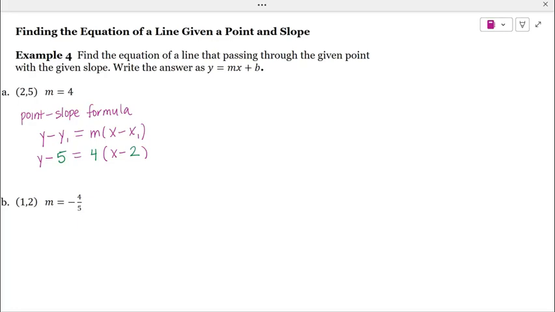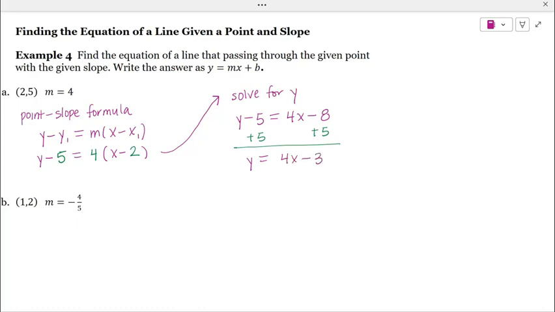Let's rewrite this into the form of y equals mx plus b. So what that means is we want to solve for y, get y by itself on one side. So y minus 5, I'm going to distribute that 4 on the right-hand side. That gives me 4x minus 8. And then I'll add 5 to both sides. So we have y equals 4x minus 3.